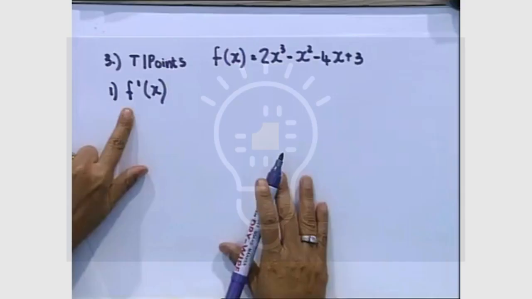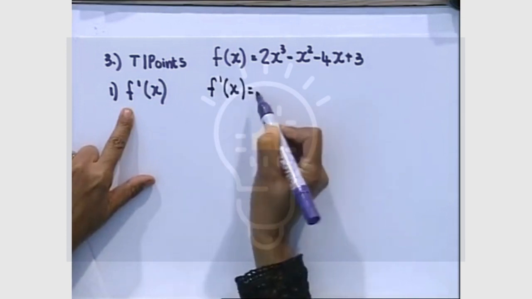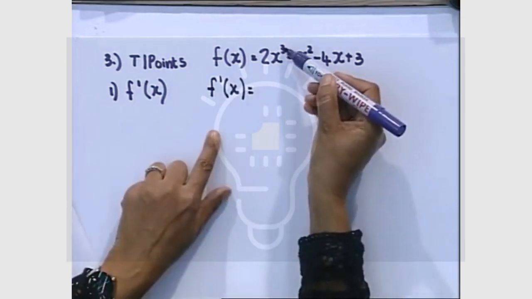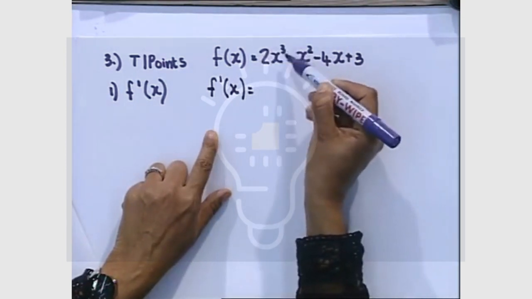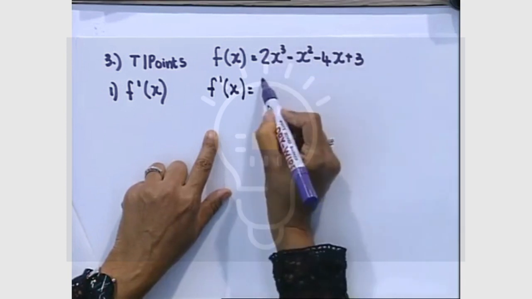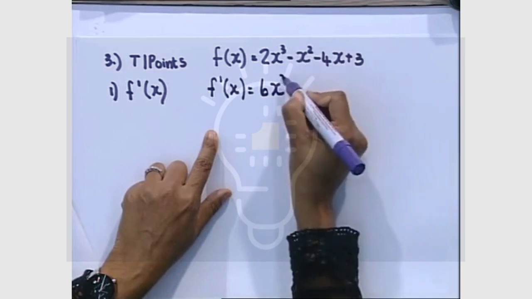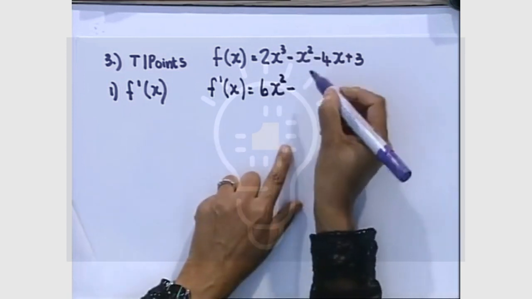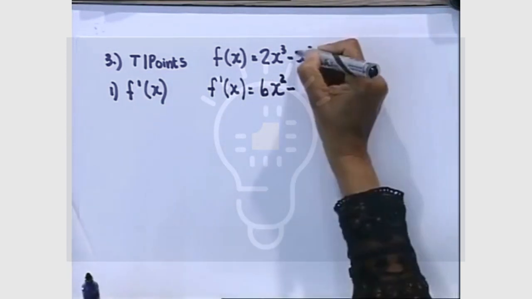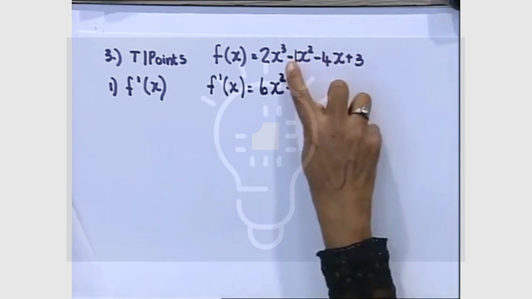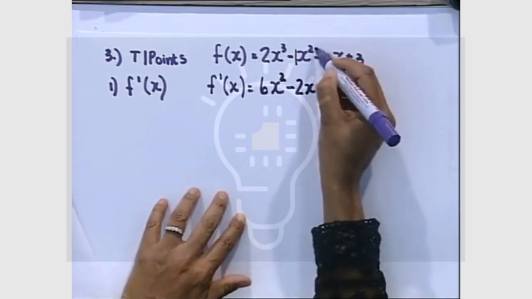Step number 1, find your derivative. Okay, now everybody should know how to find derivatives. How do we find the derivative? You take your exponent, you times by the number in front of x cubed. 3 times 2 is 6, and you take away 1 from the exponent. What is 3 minus 1? It is 2. Then you do the same here. The derivative of this, what is the number in front here? If you don't see a number, everybody knows that number is 1. So it's 2 times negative 1, which is negative 2. And you take away 1 from the exponent. What is 2 minus 1?